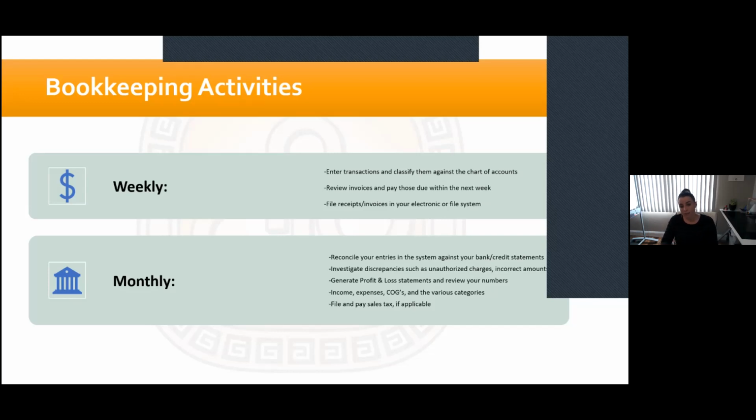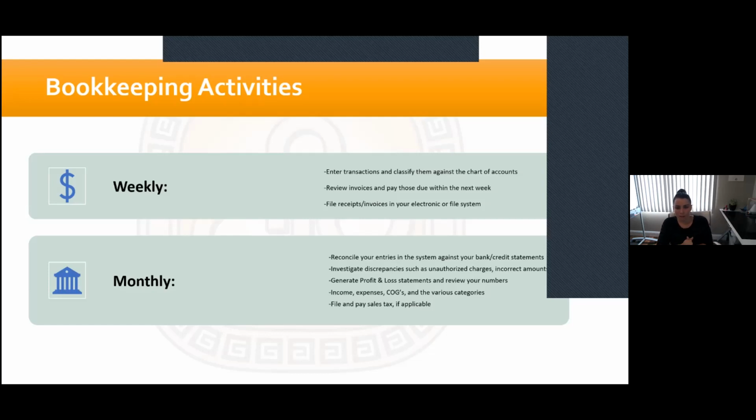Make sure you investigate any kind of discrepancies, such as unauthorized charges or any kind of incorrect amounts or double charges. And you want to address that immediately right after you get your statement, as opposed to waiting, because a lot of times if there's any fraud on your account or if there's an incorrect item, you only have a certain amount of time. Sometimes it's 30, 60, 90 days. So you want to catch that as soon as possible instead of 6 months down the road when it's outside of that period of time.